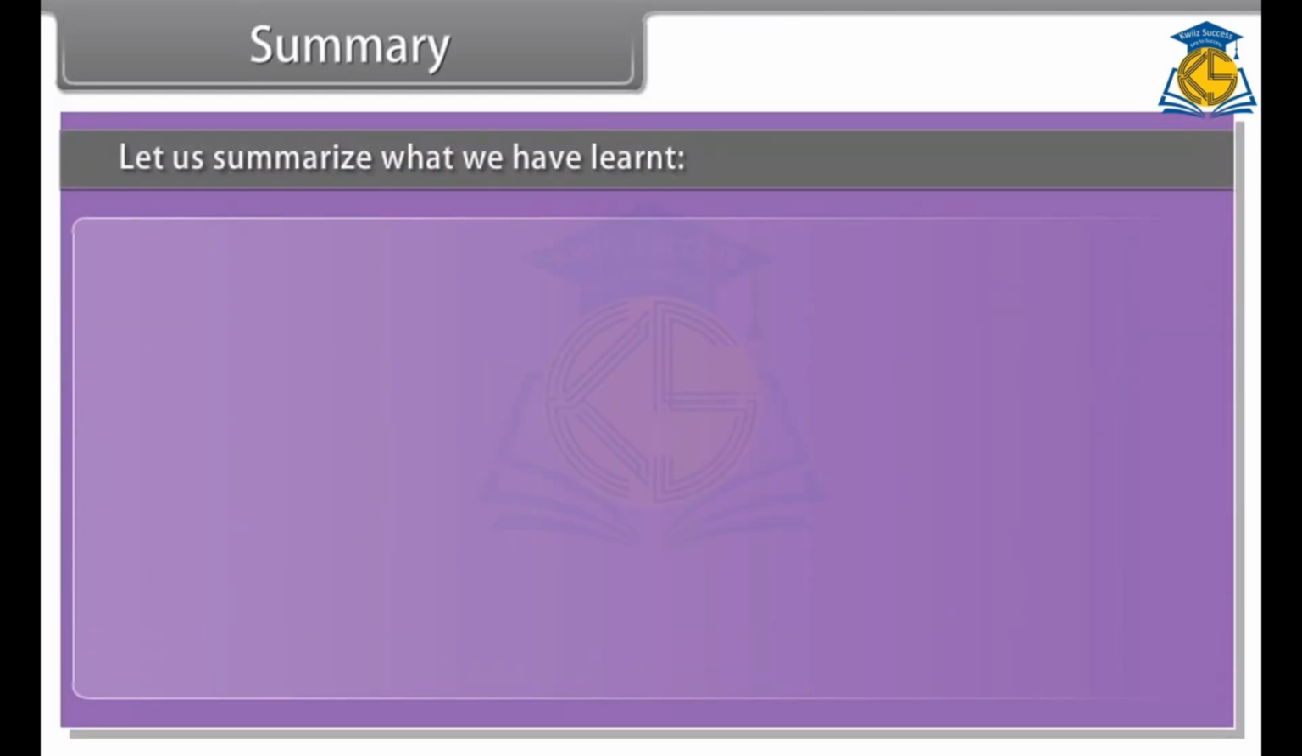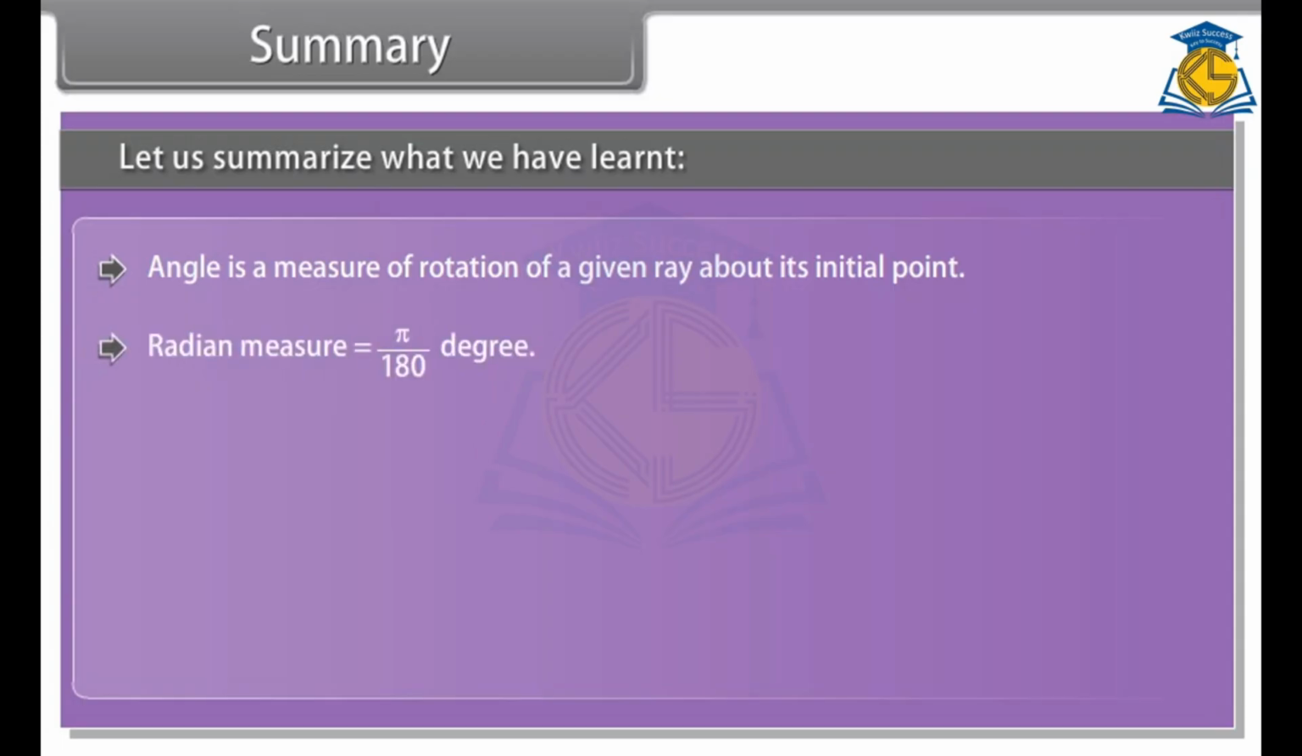Summary. Let us summarize what we have learned. Angle is a measure of rotation of a given ray about its initial point. Radian measure is equal to π by 180 times degree measure. Degree measure is equal to 180 by π times radian measure.